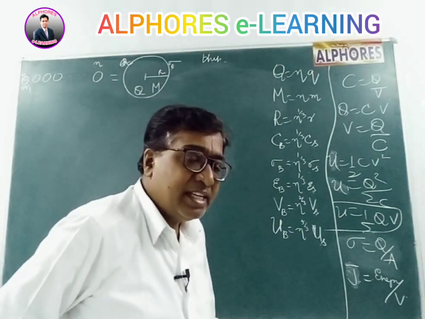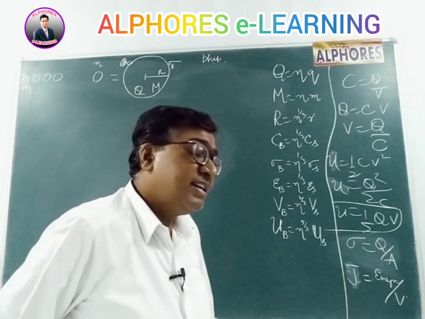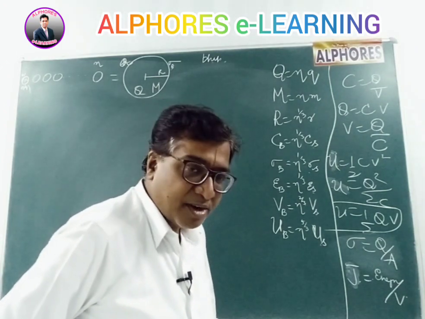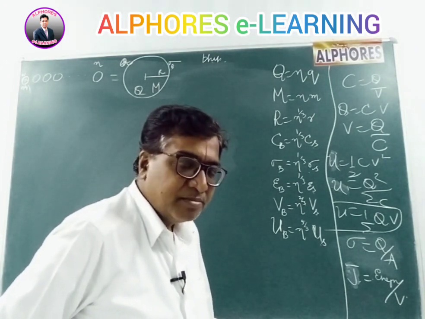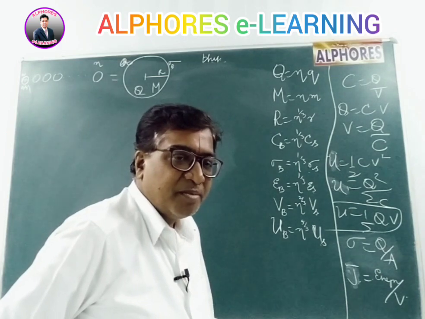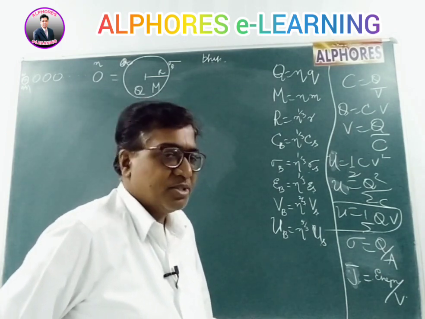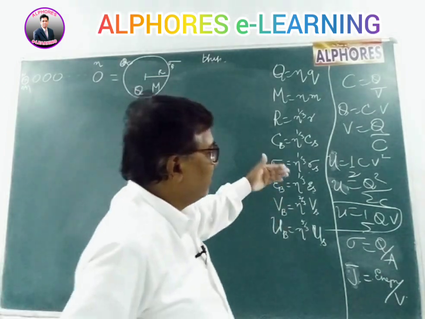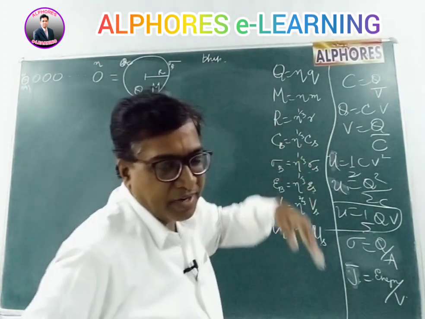If the potential of the bigger drop is 100 times the potential of the smaller drop, then the energy of the bigger drop is 100 times the smaller. That was the question. Well, he can even give you any one of these and ask you to find the other.